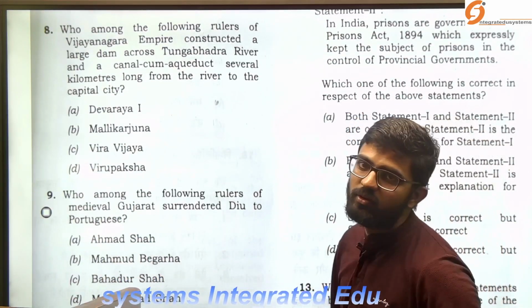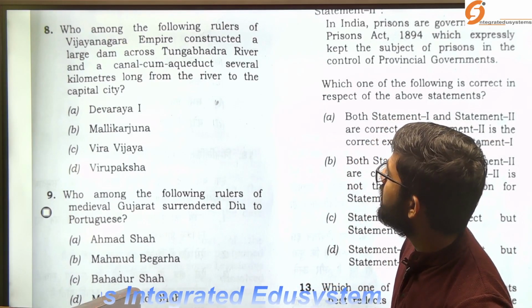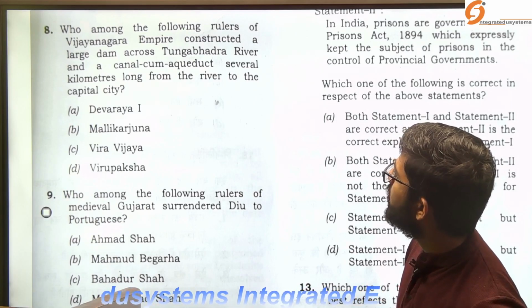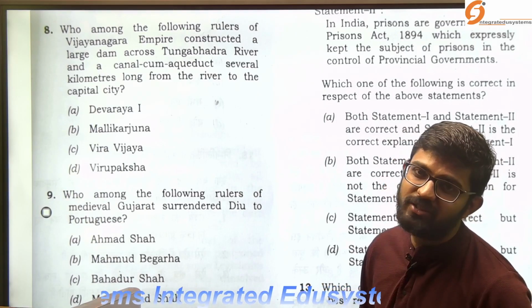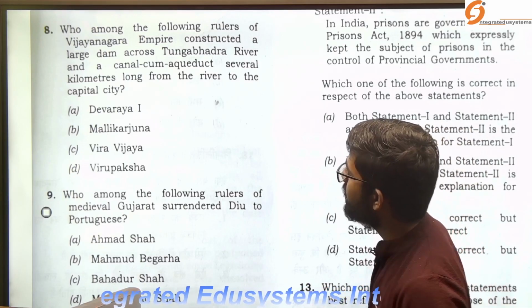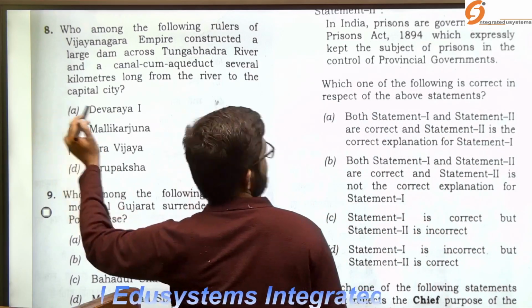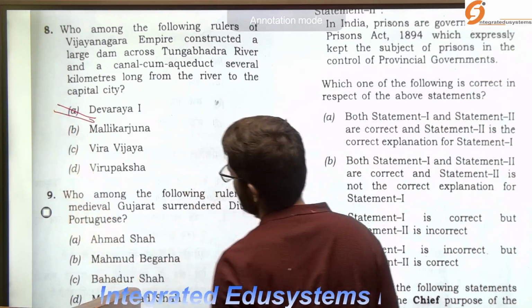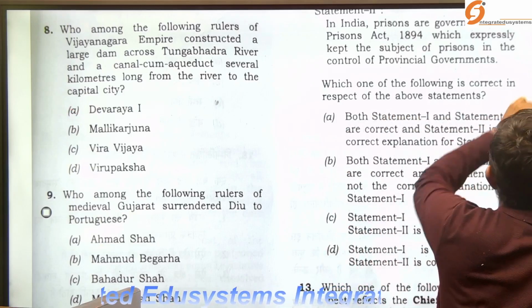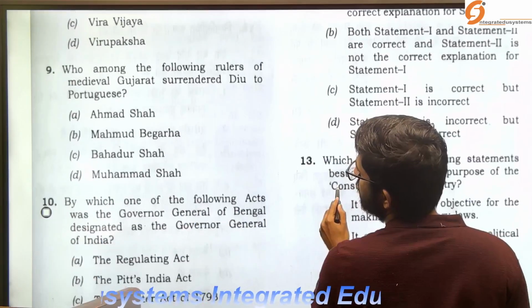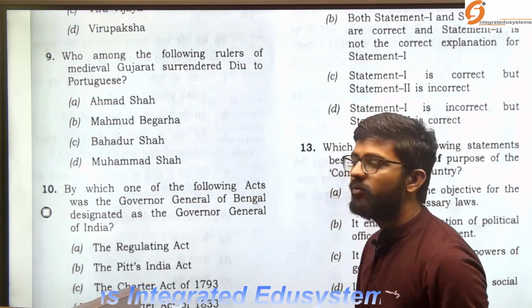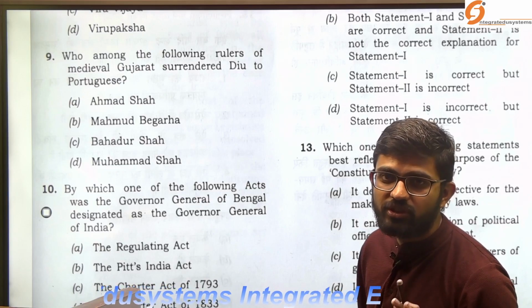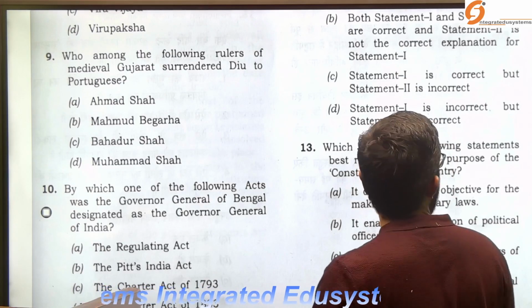Which one of the following rulers of the Vijayanagara Empire constructed a large dam across the Tungabhadra river and a canal-cum-aqueduct several kilometers long from the river to the capital city? It was Deva Raya, which is A. Which is A. Now the last question. Who among the following rulers of medieval Gujarat surrendered Diu to the Portuguese? Bahadur Shah. The option is C only and only C.